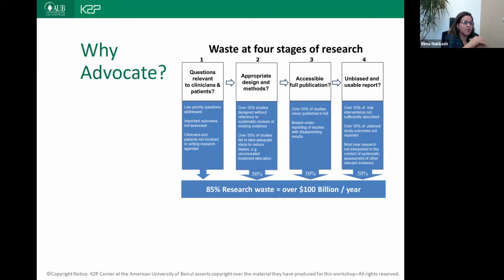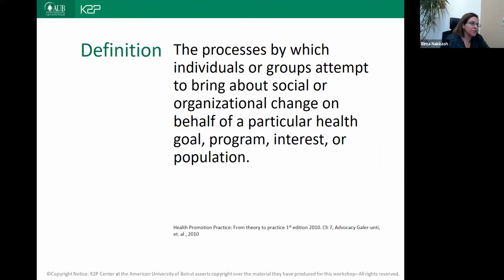And so in this publication, they reported that 50% of studies fail to take adequate steps to reduce biases, for example, unconcealed treatment allocation. Many studies don't reach the publication phase. Many studies, even with disappointing results, don't get published, which biases the research production process. So one way to move forward and ensure that the evidence generated is taken up is through advocacy.